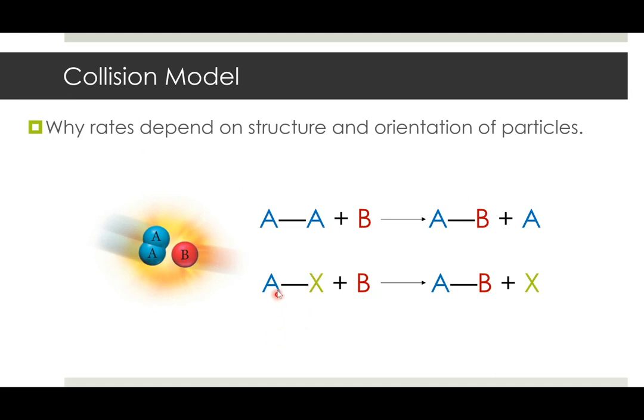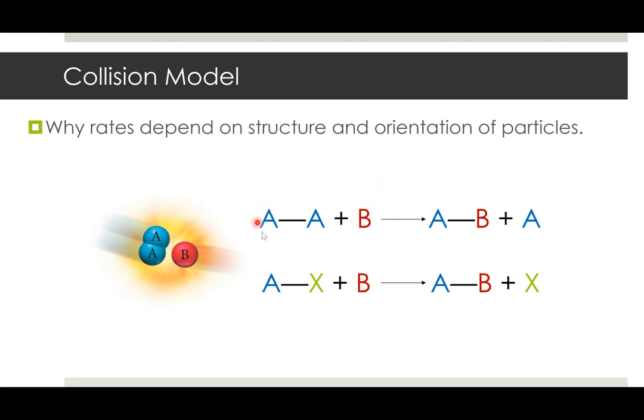So really B could come in from the bottom, from the left, from the top, and that's it. If B comes from anywhere over here on the right, it may collide with X, but nothing's going to happen. We need A and B to collide in order to make this new molecule. So this is one of the ways that we look at structure. Sometimes chemists call it orientation. So the structure and orientation of the particles is certainly going to affect their rate.